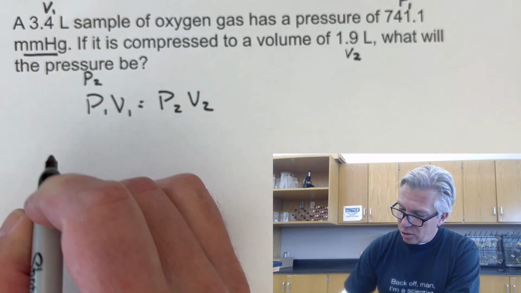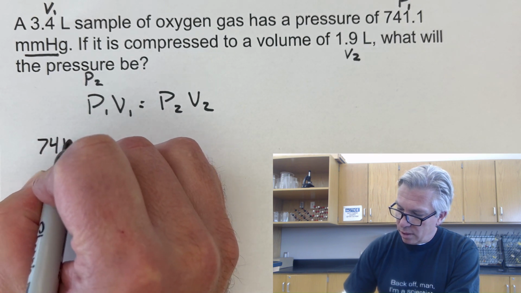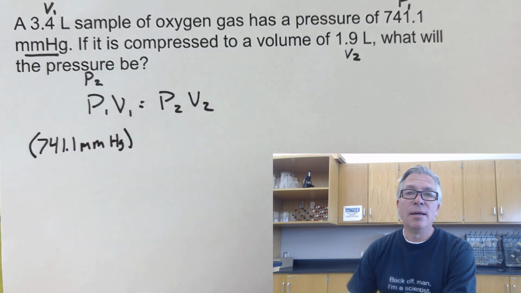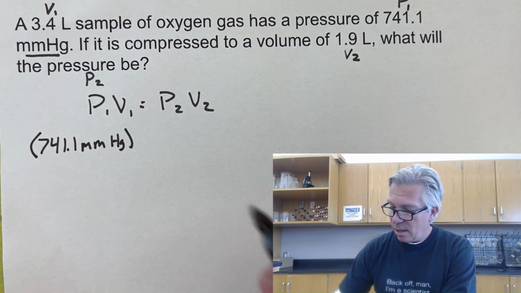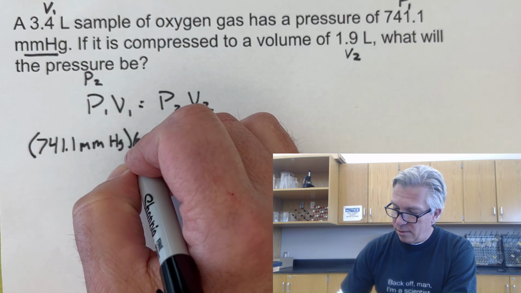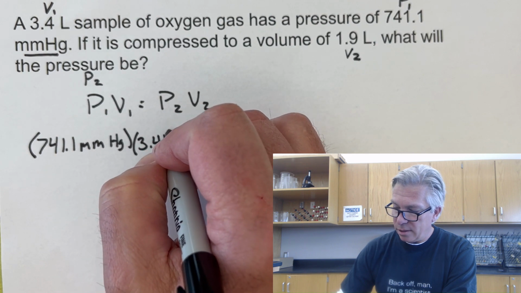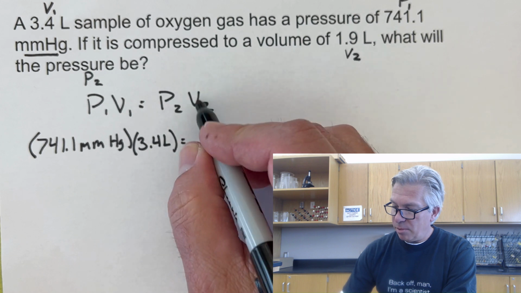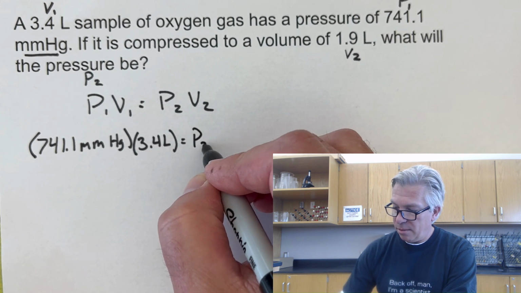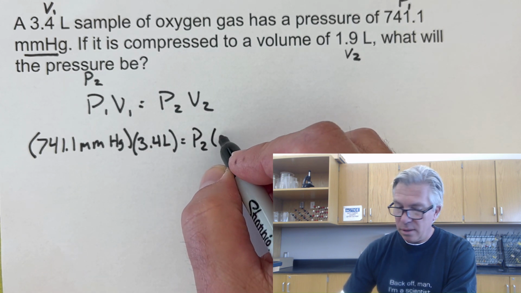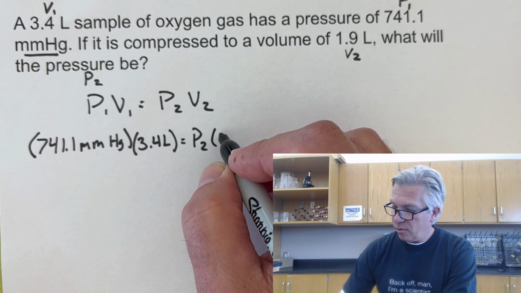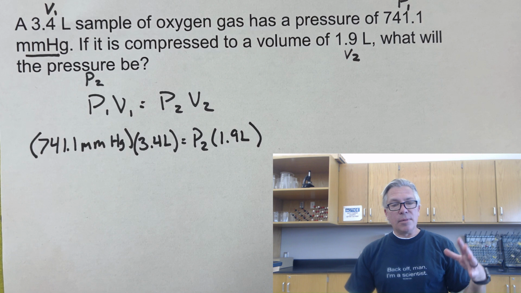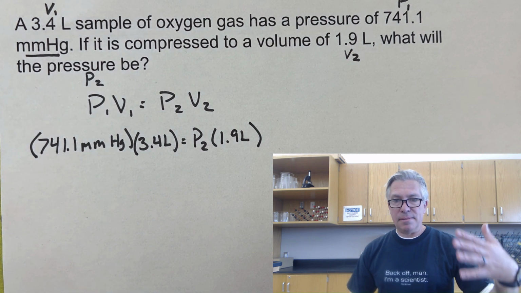So the initial pressure is 741.1 millimeters of mercury. And I also encourage you to put units on it because they do have units. And the initial volume is 3.4 liters. If it's compressed to a volume of 1.9, so I know this, but I don't know the P. So I'm going to put in just the P there for the thing I'm solving for, and the new volume is 1.9 liters.